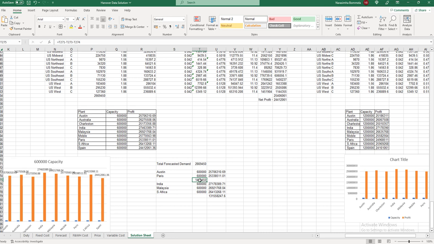And it definitely satisfies the demand. 1469450 is the demand, and this generates 1800,000, so definitely it satisfies. What is the capacity at each plant? The Austin and Paris plants will run at 600,000 each, and the new plants in India, Malaysia and South Africa will also run with 600,000 units. Okay, so that is the best option.